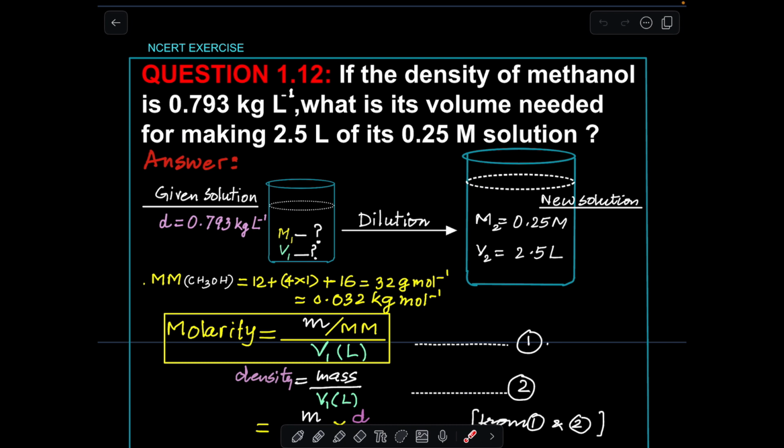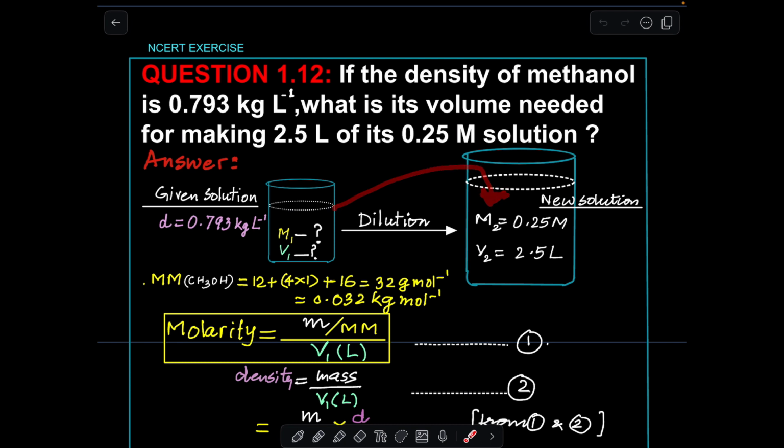So in your question, they have given you a solution with density. This is our given solution, and here density is given to you. For any solution, what else do we need? Molarity, which we do not know, and the volume of this solution required to prepare a new solution is also not known. So we have to find the molarity of this solution, and then what volume of this solution you will require to prepare a new solution after dilution.